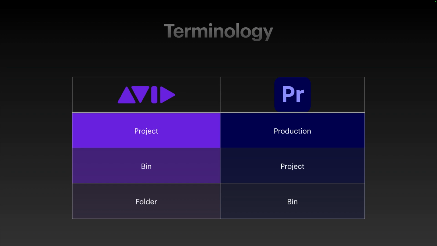A bin in Premiere Pro is definitely not the same as a bin in Avid. It's a folder inside a Premiere Pro project that can hold media or sequences or whatever you want to put in there, but it does not exist at the desktop level the way that bins do in Avid. They're only inside the project file. And a collection of project files that can be used in a collaborative environment is known as a production.